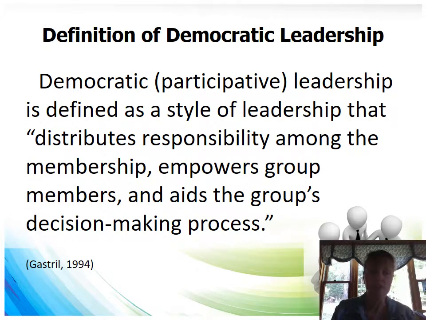According to Gastrell, democratic or participative leadership is defined as a style of leadership that distributes responsibility among the membership, empowers group members, and aids the group's decision-making process. Democratic leaders surround themselves with competent workers who are not only empowered, but encouraged to assist in decision-making for the organization.